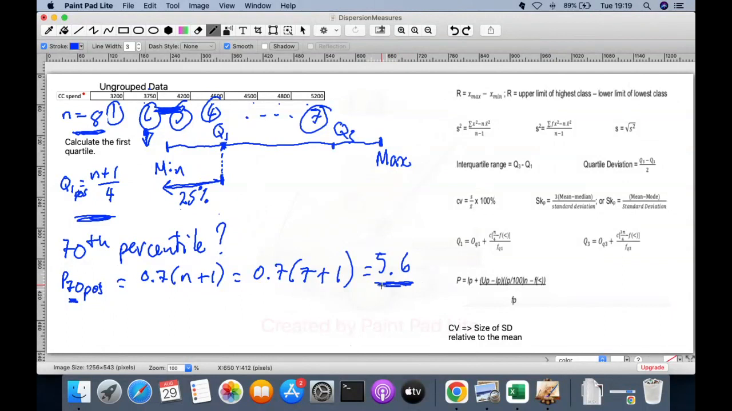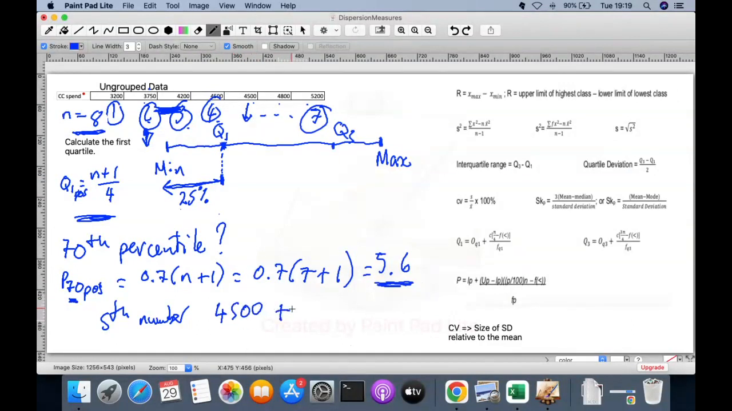Now we need to work out what the exact value is. The same principle applies as when you're working out the quartiles. You take the number in front of the decimal, which is 5, so you take the fifth number. What's the fifth number? Well, if you look at it, it's 1, 2, 3, 4, so the fifth number is 4,500.